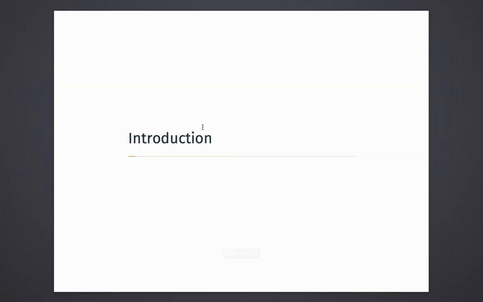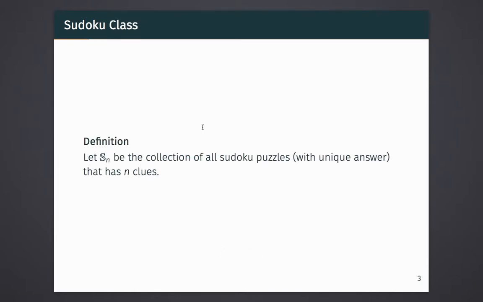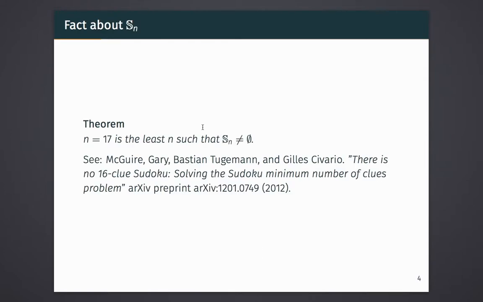First, the introduction. Throughout this paper, we will mainly focus on the Sudoku puzzles with unique answer, and we can define Sn to be the collection of all Sudoku puzzles with unique answer that has n clues. There's a fact about Sn. Namely, 17 is the least n such that Sn is not the empty set. This means that there are no 16-clue Sudoku puzzles that have a unique answer.